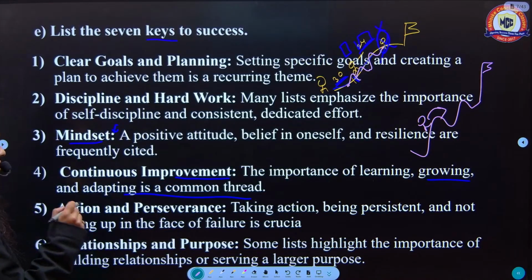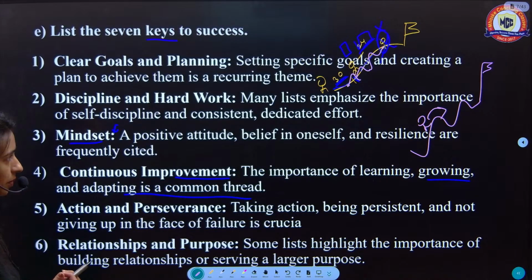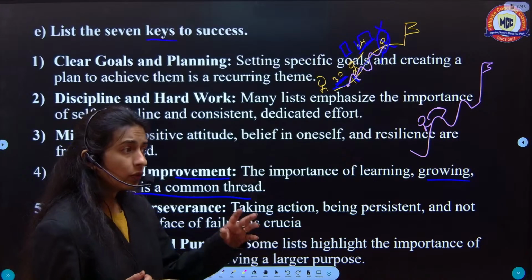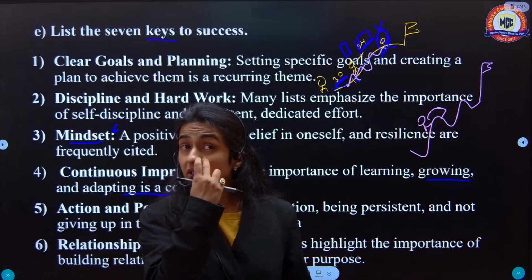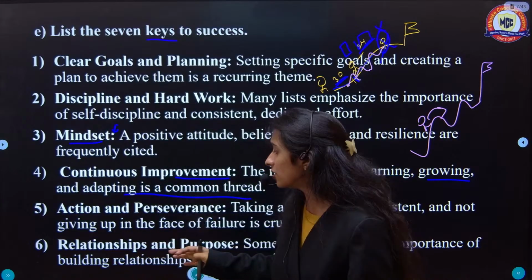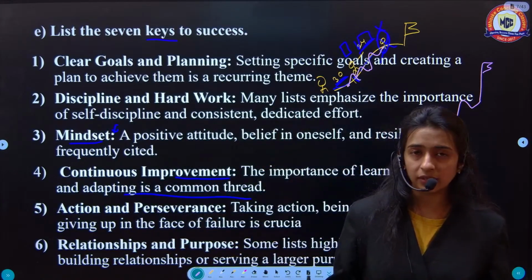Next, relationship and purpose. Some lists highlight the importance of building relationships and serving a larger purpose. So, my goal is to become a teacher. Why did I want to be a teacher? Because my purpose and my relationship were really, really clear.